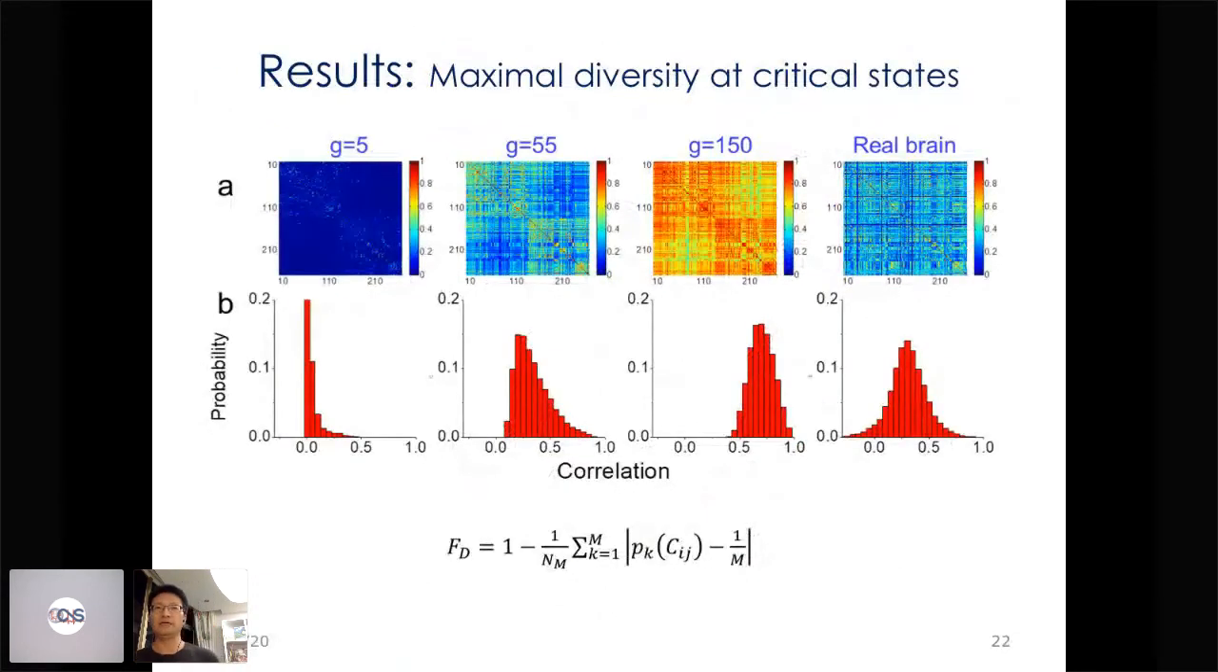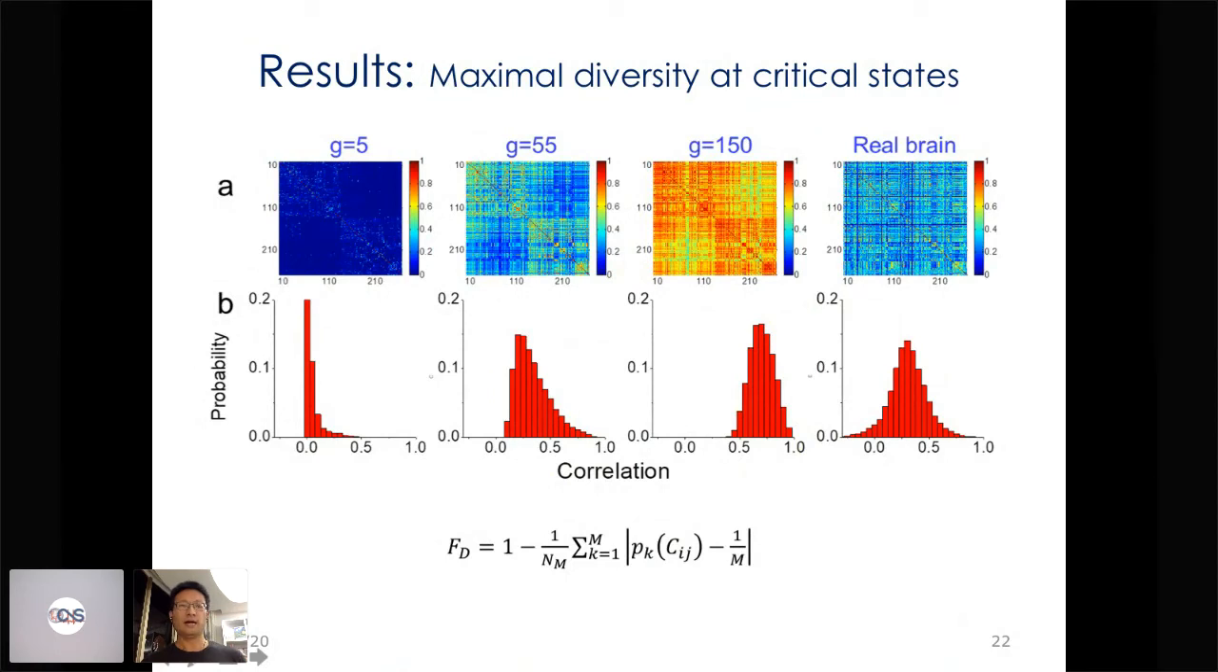Now I come to this diversity. This is the real functional connectivity from fMRI, and you see many different modules. When we look at the distribution of the correlation values, you see it's a very broad distribution from 0 to 1, and actually there's a small number of negative values.